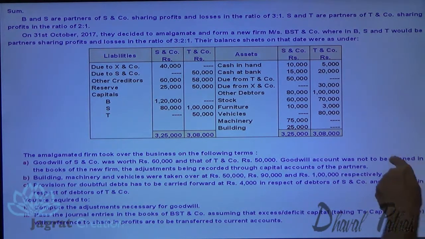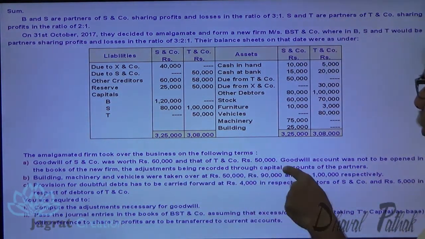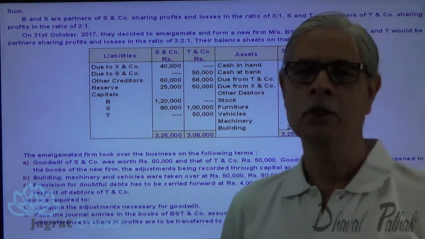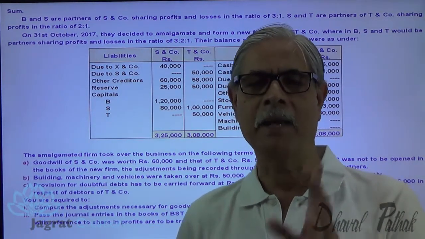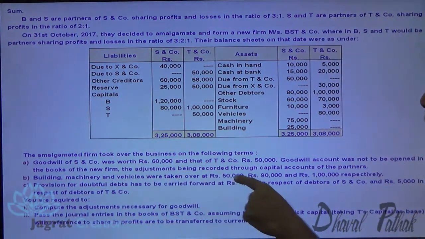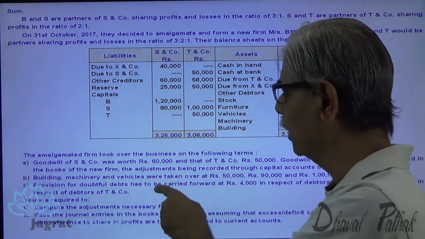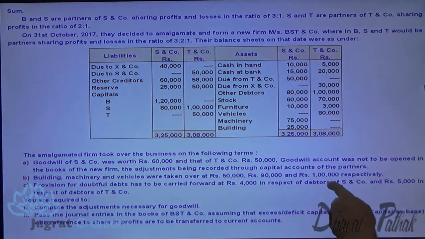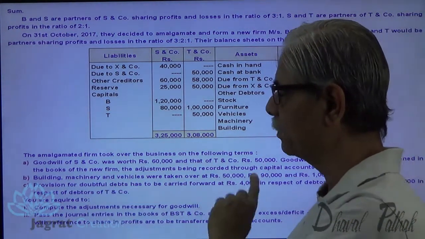Goodwill account was not to be opened in the books of the new firm, and the adjustment being recorded through the capital accounts of the partners. So goodwill is required to be adjusted to the capital accounts of the partners after amalgamation of the firm. Building, machinery and vehicles are taken over for 50,000, 90,000 and 1 lakh respectively. Provision for doubtful debt is to be carried forward: 4,000 in respect of debtors of S and company and 5,000 in respect of debtors of T and company.